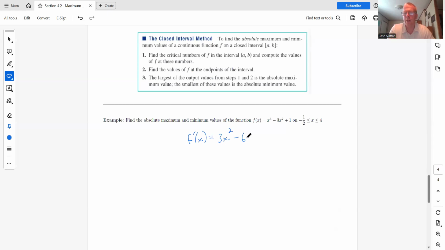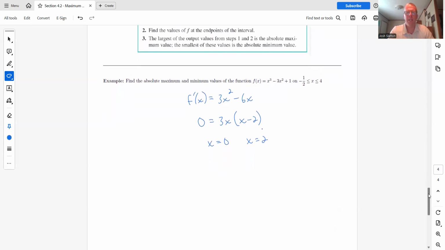3x squared minus 6x, we're going to set it equal to 0. So we can factor out a 3x, and we're left with x minus 2. So we get x equals 0, x equals 2. All right. Now, one thing you got to be careful of: the domain here is -1/2 to 4.